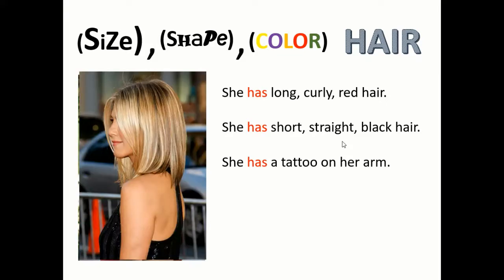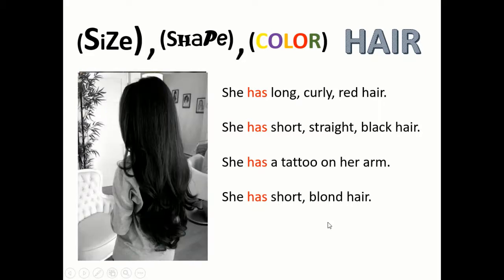Now, one more. For this one, let's just take the size and the color to make it shorter. We could say she has short, blonde hair, right? Taking the same into account, size and color, let's make a description of this woman's hair. She has long, black hair. Very well.